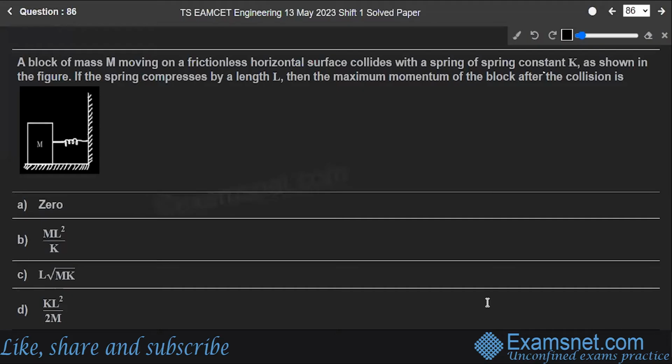Question number 86. A block of mass m moving on a frictionless horizontal surface collides with a spring of constant K as shown in the figure. If the spring compresses by the length L, then the maximum momentum of the block after the collision is. Okay. Total mechanical energy involved over here is the sum of kinetic plus the potential energy.